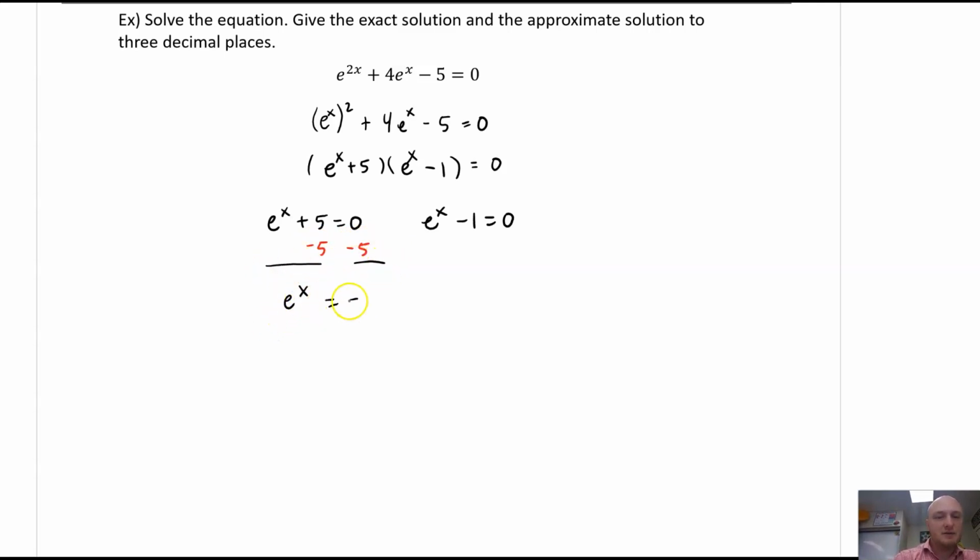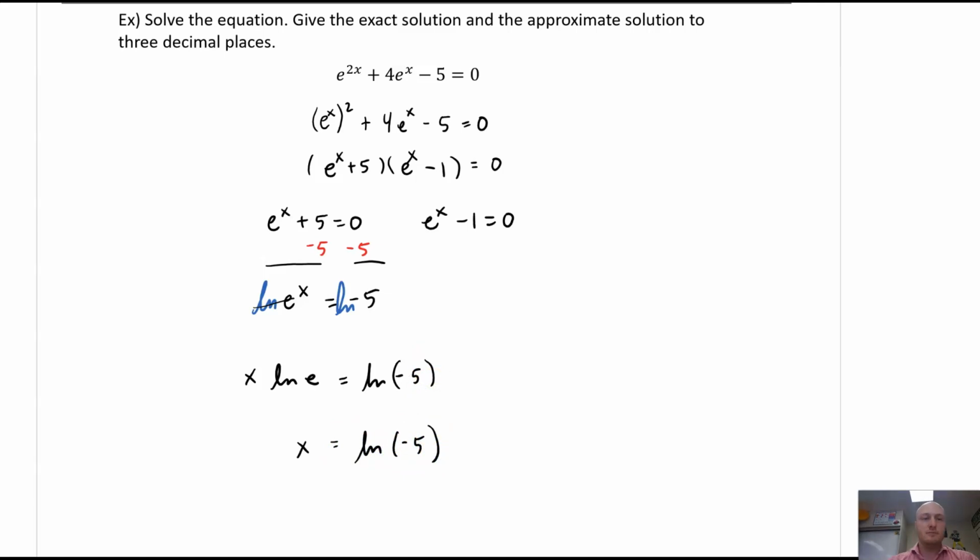e to the x is equal to negative 5. Go ahead and take a natural log of each side. We have x natural log of e, which we know is 1. And you can kind of think that the natural log of e almost just disappears, so we get x is equal to whatever is on the right side: natural log of negative 5.